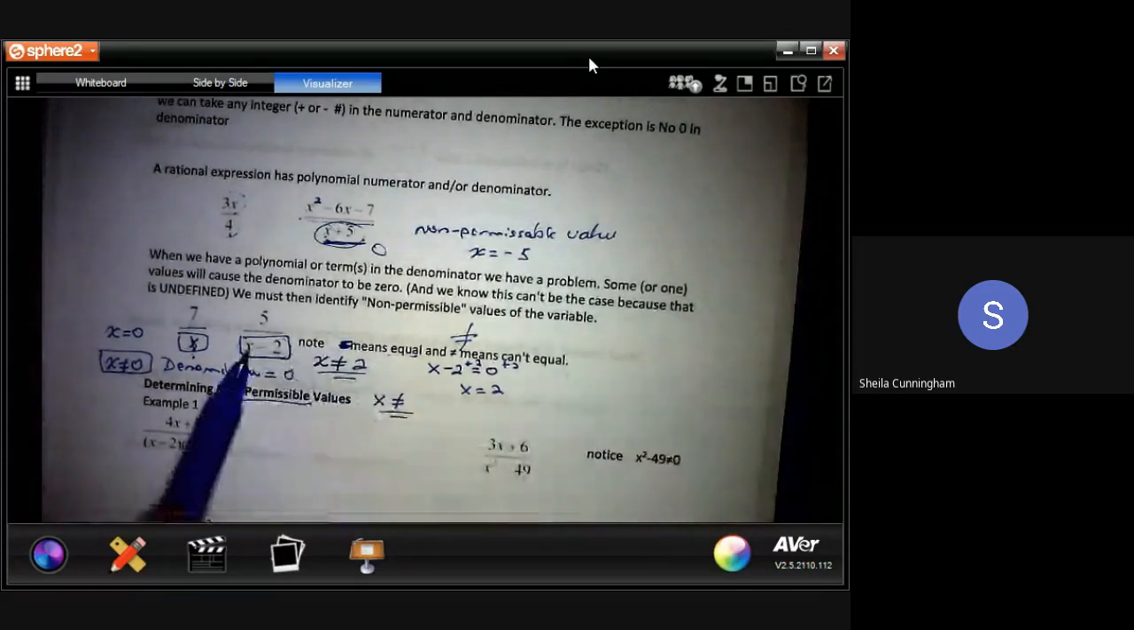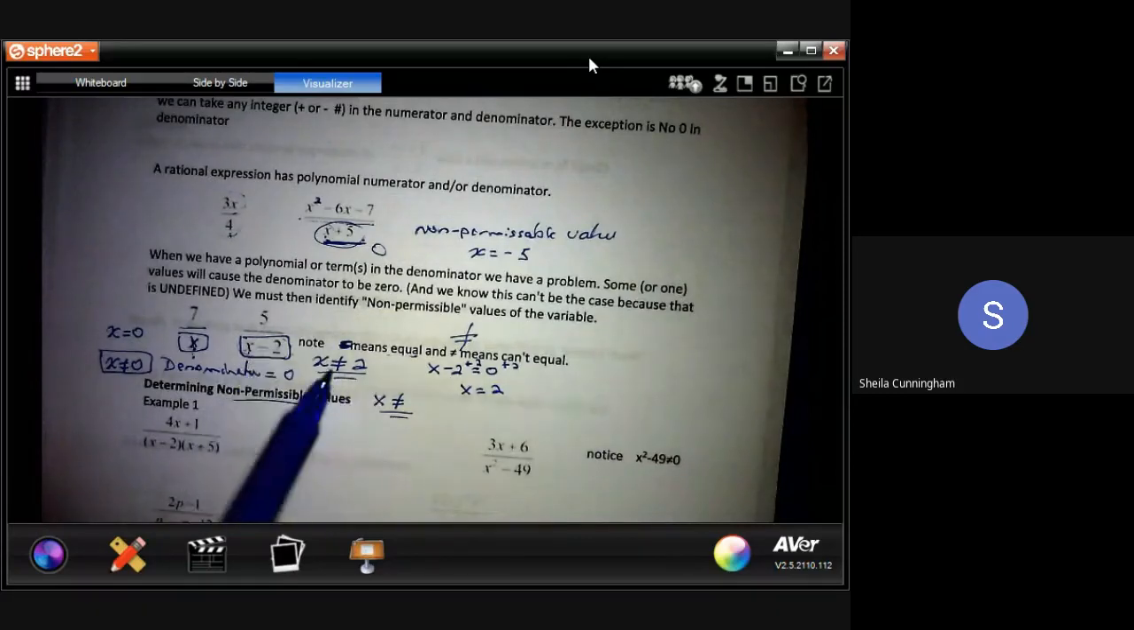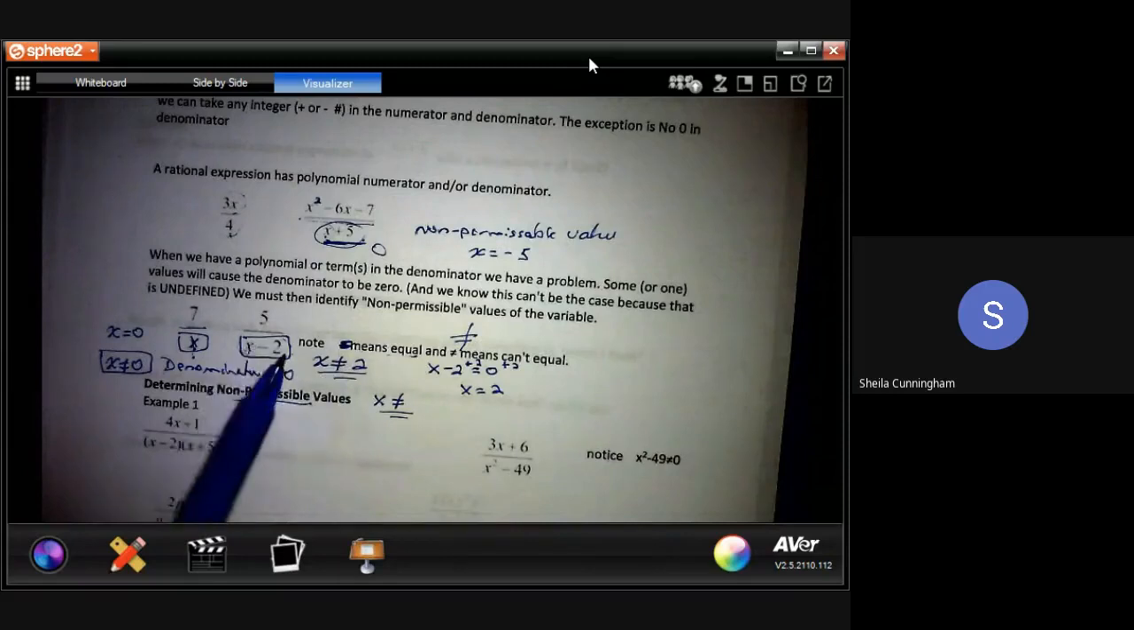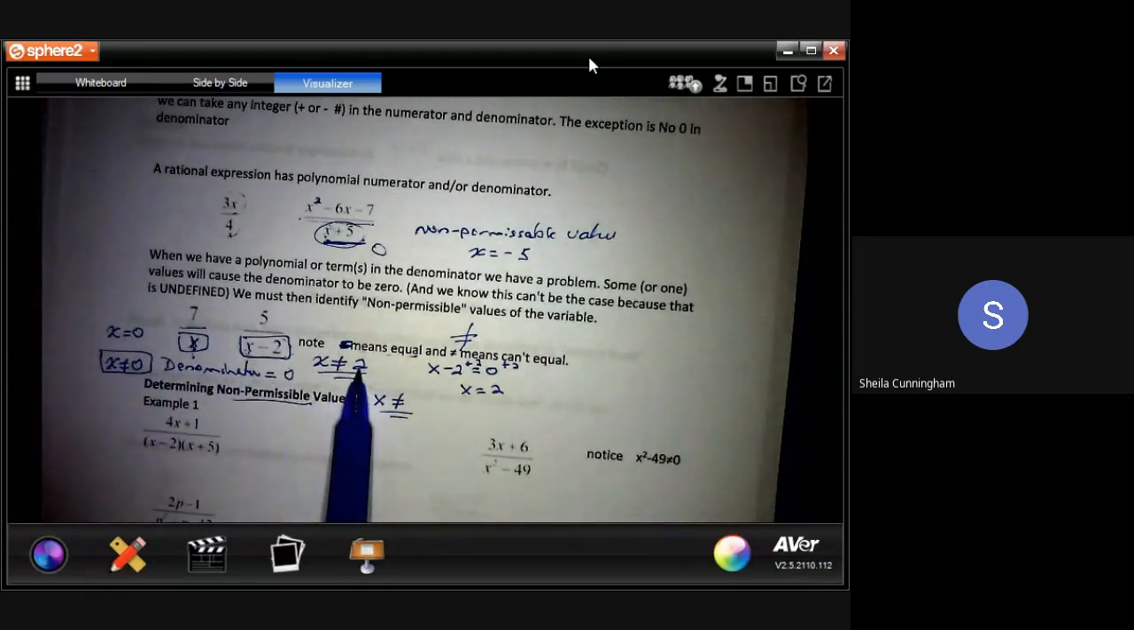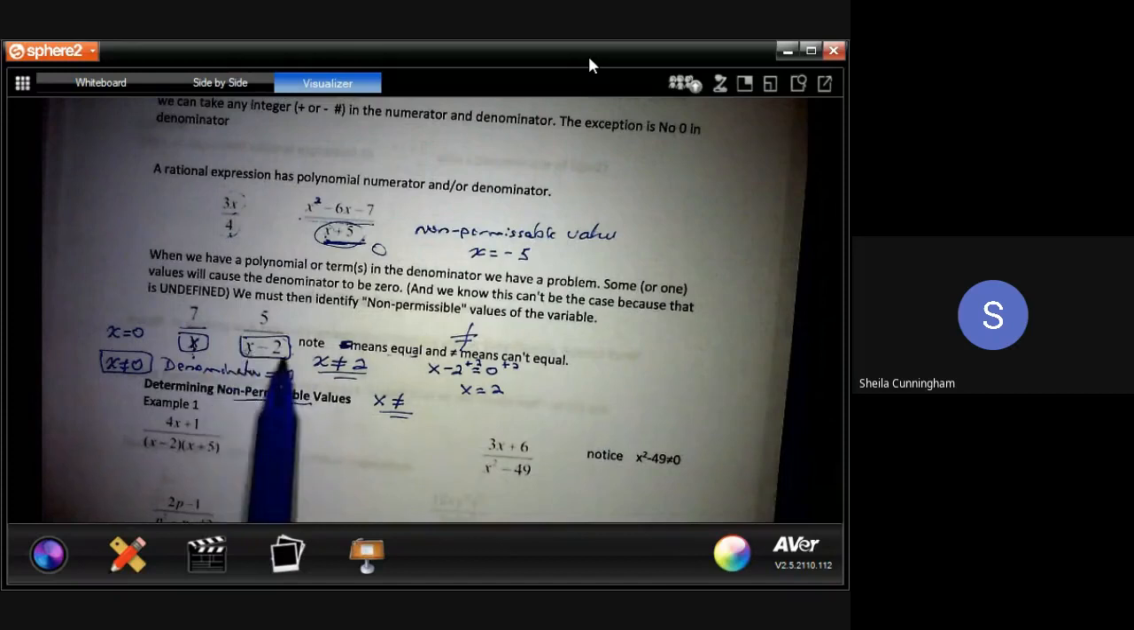Because if I end up putting a 2 in here, I'm going to get 2 subtract 2, which is going to zero me out, which means I'm going to have a denominator of 0, which doesn't work for us. So you can always take your non-permissibles, plug them back in, and see if it actually holds true, so you know if you've calculated it right. Whatever non-permissible you've picked, you have to be able to put it back in. If it zeroes out, you know you've done it right.